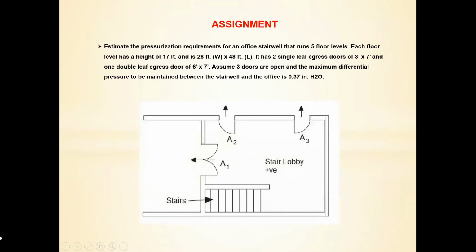Now we can come to another assignment which gives the total leakages across the building structure and in totality. So here is an example to calculate the pressure requirement for an office stairwell where we have 5 floors. Each floor is 17 feet high, 28 feet wide and 48 feet long. It has 2 single leaf egress doors of size 3 feet by 7 feet each, and 1 double leaf egress door of size 6 feet by 7 feet. We have to assume 3 doors open, and we have to maintain a pressure differential of 0.37 inches between the stairwell and the adjacent space.